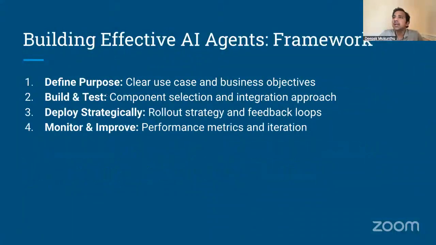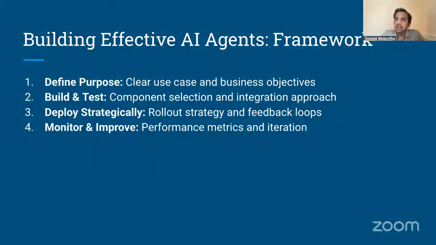With that comes the question: what does it take to build these agents, right? I talk about this in four stages usually, and if you look at these four stages, there is nothing unique about agent development here. This is like typical software development, right? You start with defining a purpose. Why do you want to build this agent? What problem are you trying to solve? So clearly articulate your use case and your business objectives.